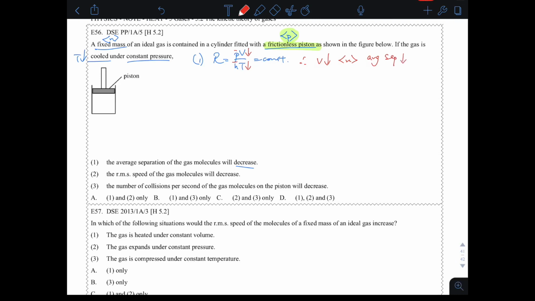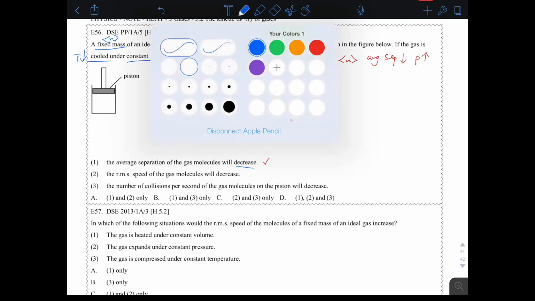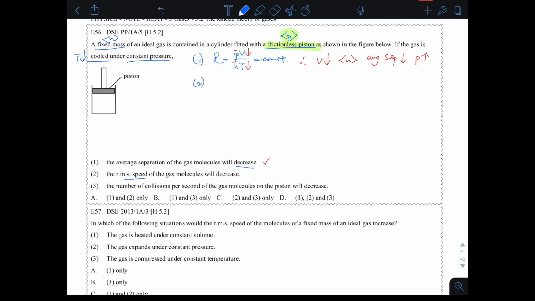Then the average separation will decrease, and further the density will increase, but that is extra stuff, so the statement that the separation decreases is correct. Next, for statement 2, the root mean square speed will decrease. Then we talk about C directly proportional to the square root of T over M, and we know that M is constant because we are using the same gas, so the mass of molecules is the same, while the temperature is cooled, so the whole thing will decrease. Therefore, C decreases. This is also correct.